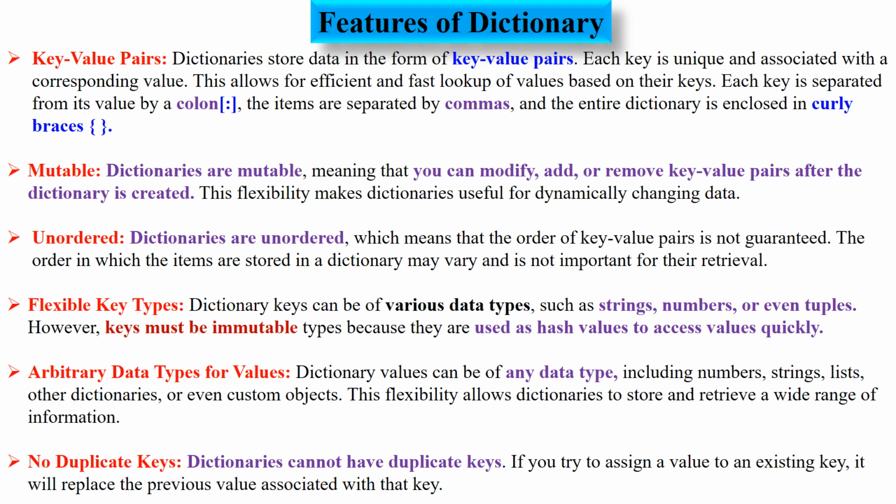Dictionary keys can be of various data types, such as strings, numbers, or even tuples. However, keys must be immutable types because they are used as hash values to access values quickly.